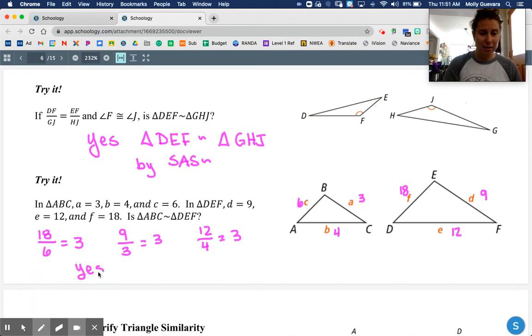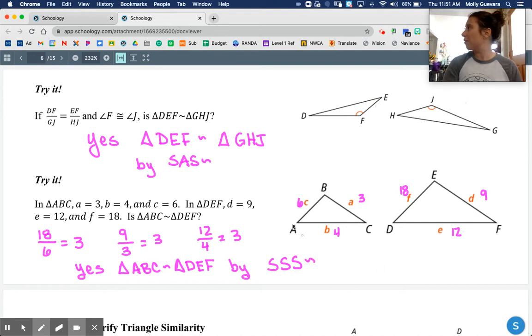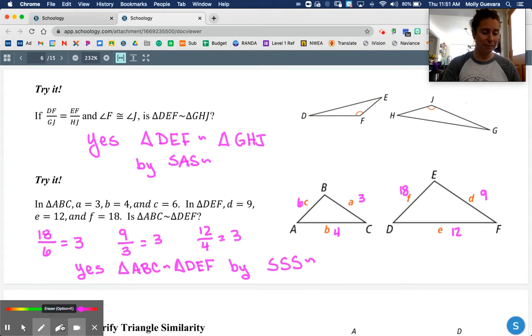Yes, triangle ABC is similar to triangle DEF. By, now we have to decide, is it angle, angle? No, I don't know any angles. So then it can't be side, angle, side either because I don't know any angles. So it must be side, side, side similarity. Okay, so since all three sides are proportional to each other, then it's similar. So same shape, just different size.